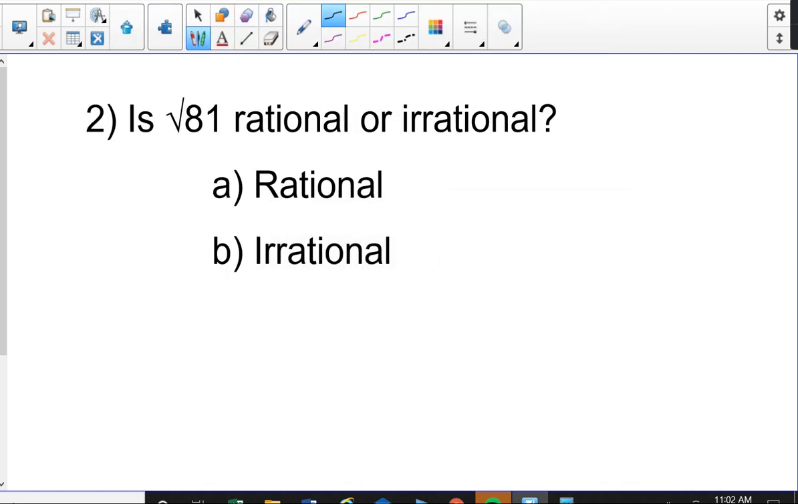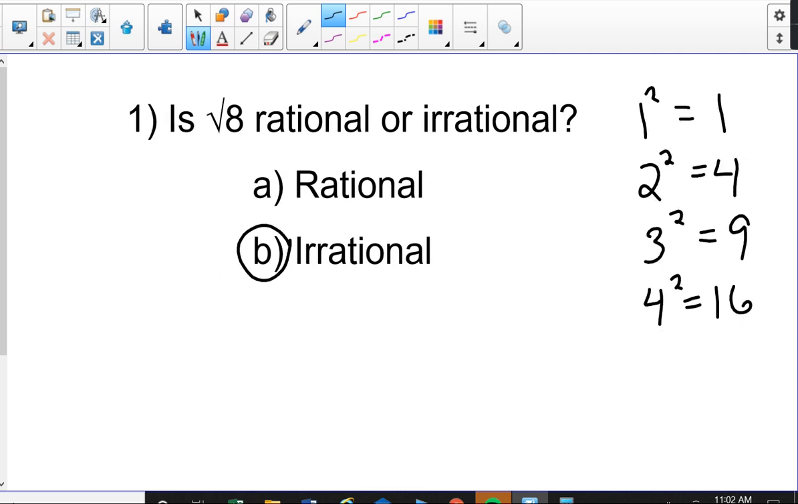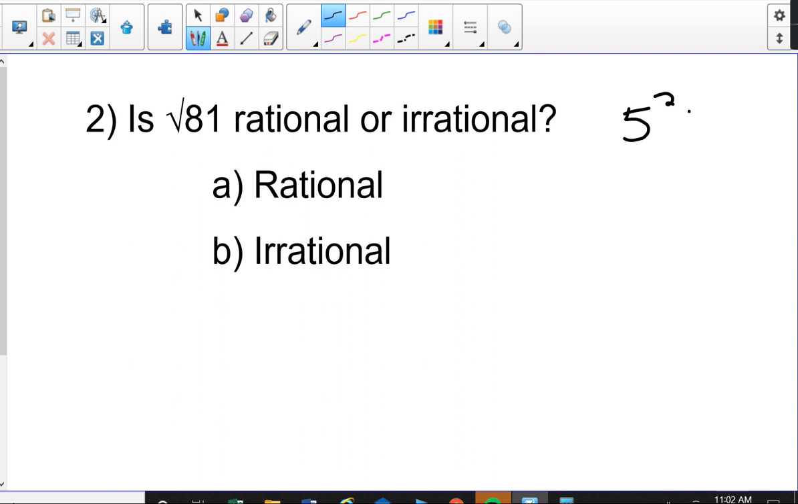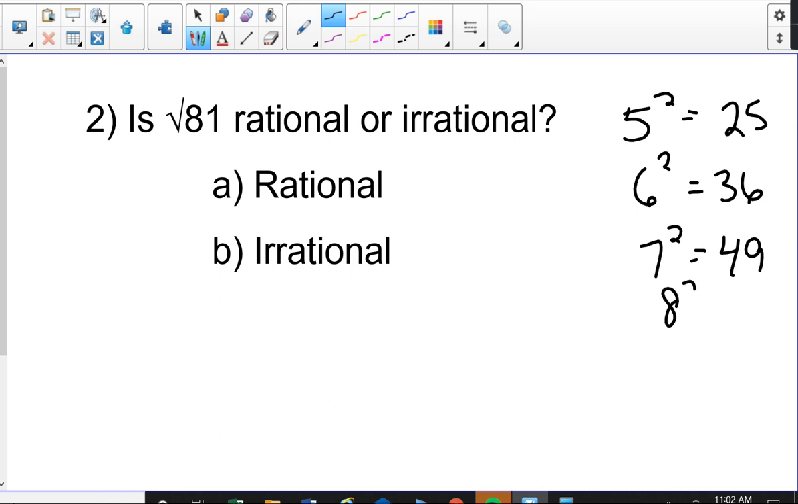Okay, next value we have is square root of 81. Is 81 a perfect square? Let's see. We got our perfect squares through 16, through 4 squared. So let's continue from there. 5 squared, 5 times 5 is 25. So 25 is a perfect square. 6 squared, 6 times 6, 36. 7 squared, 49. 8 squared, 64. 9 squared, 9 times 9, 81. So 81 is a perfect square. The answer to the question, what is the square root of 81, is 9. If we got a whole number value, then that is a rational number. So I'm going to circle rational.